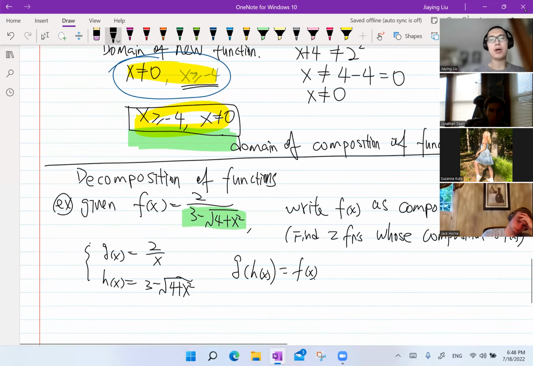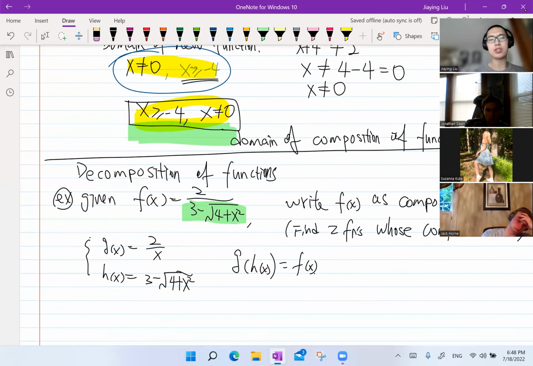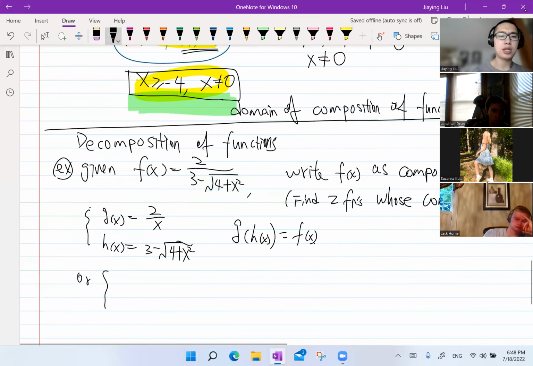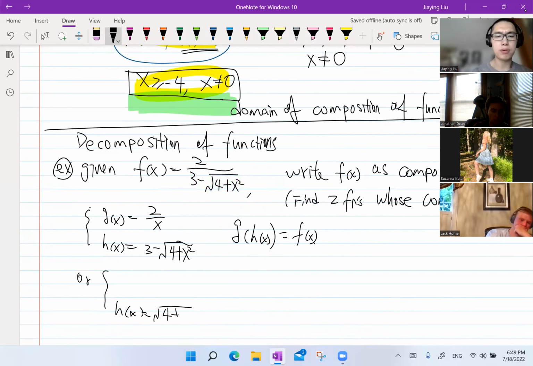So that works. But it doesn't have to be the entire denominator, maybe just a square root part that we can extract out as a new function. Or, if we take the square root and treat it as a function, so h of x equals square root of 4 plus x squared, then g of x will be whatever we get after we remove this square root function. So that's going to be 2 over 3 minus x. So that also works. So g of h of x equals f of x.